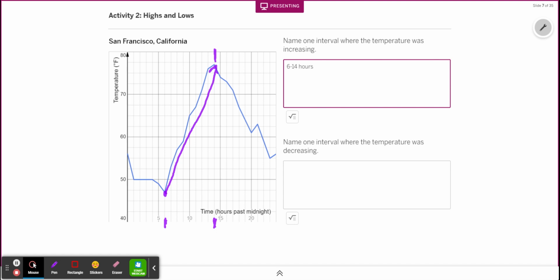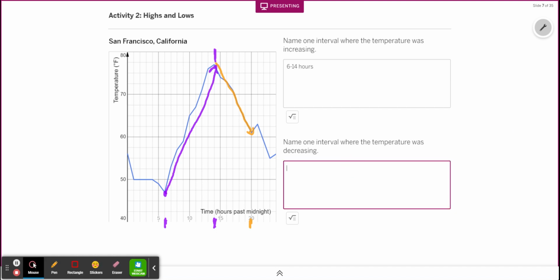And then when are we decreasing? Well, that is a negative slope. So from our 14, we kind of have a little decrease and then another increase, but let's just focus on those. So from 14 to 20. 20 hours.